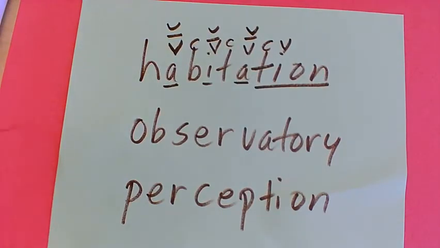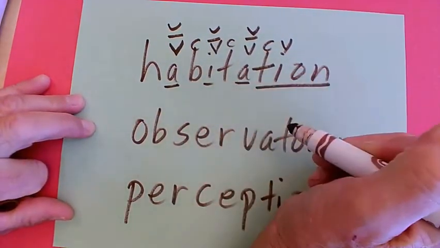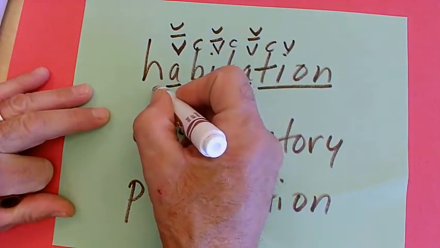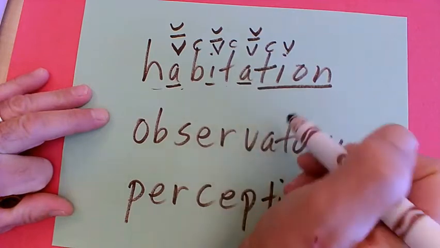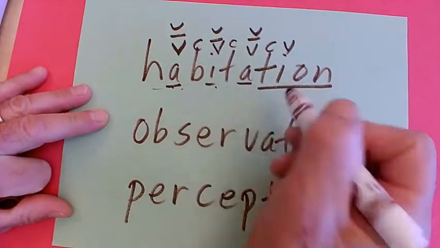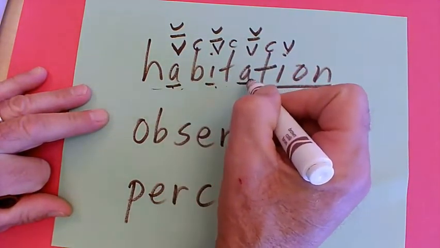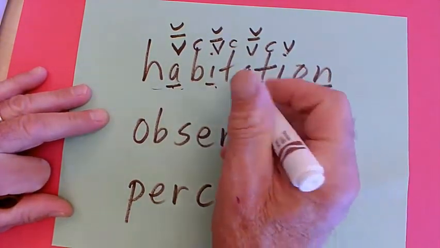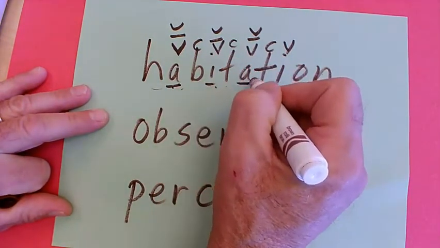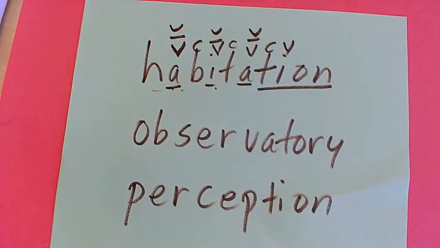Well, we could try the whole thing short. Let's see. Habitation. Doesn't sound right. We could try the whole thing long. Habitation. Doesn't sound right either, so we'll try some other combinations. Habitation, which turns out what it is. And when you try it, you start hearing a word that sounds familiar. So you've probably all heard the word habitation before. So, it's habitation.